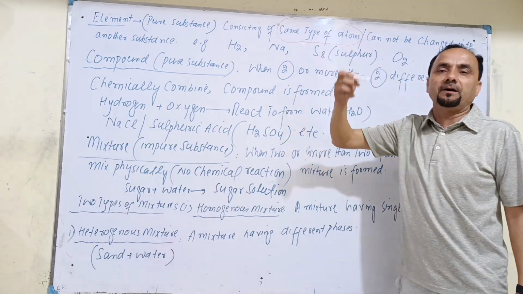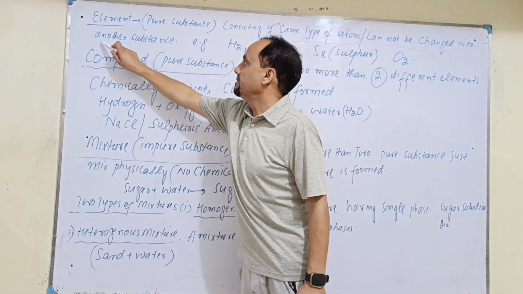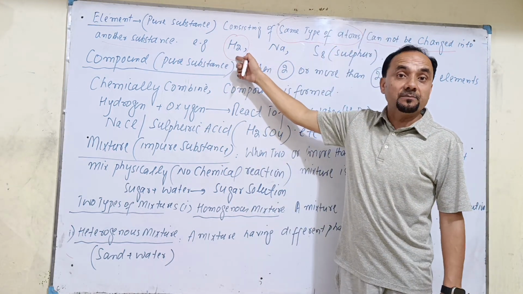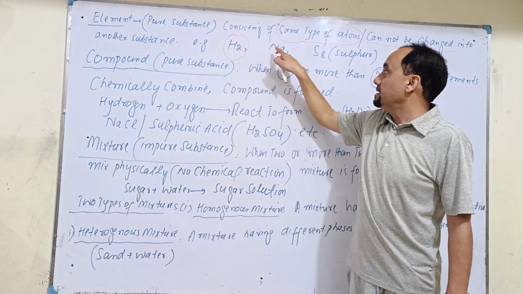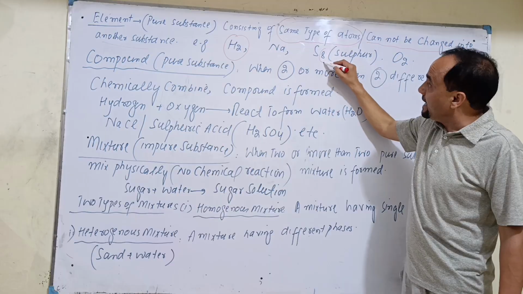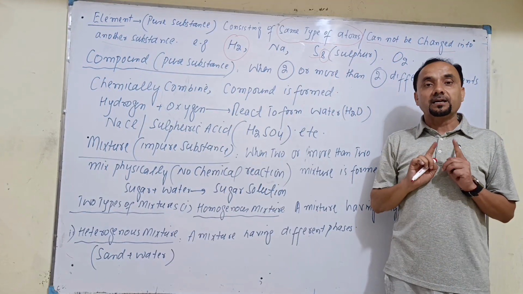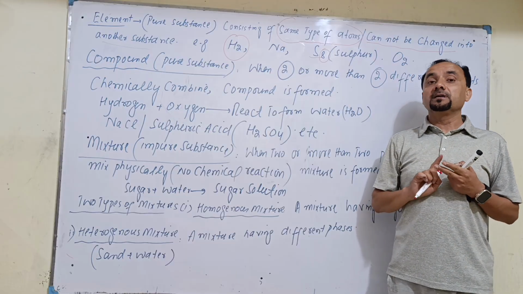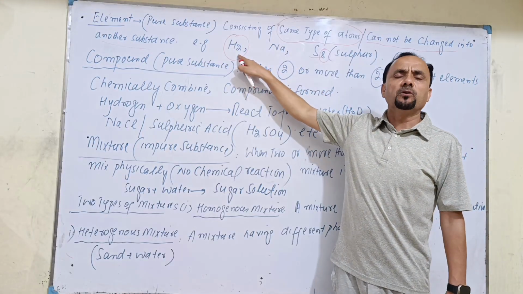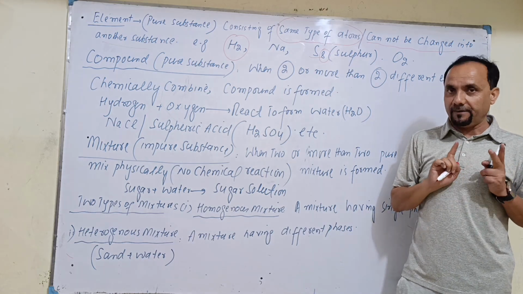You can say one type of atoms. They cannot be changed into another substance. For example, this is hydrogen. Now there are two atoms, but both the atoms are same. So this is an element. This is sodium. It's a single atom. This is sulfur. There are total 8 atoms, but all the atoms are same. So when we are talking about element, it is having one type of atoms. That may be a single atom, that may be more than 200 billions, any type, but one type of atoms.